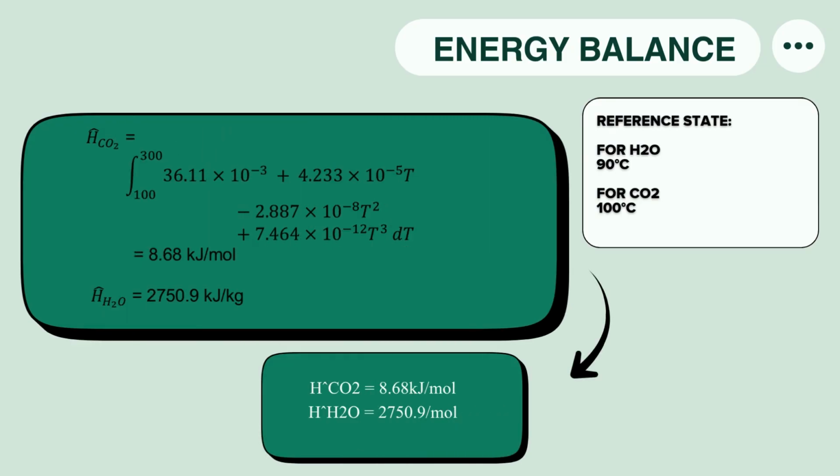Now for the energy balance. For calculating the specific enthalpy of CO2, we are integrating from 100 degrees Celsius as our reference state to 300 degrees Celsius, the temperature that we are heating it to. We get the value from the reference tables, as stated here. And for the specific enthalpy of the saturated steam, we can also get it from the table, and we get those two values here.